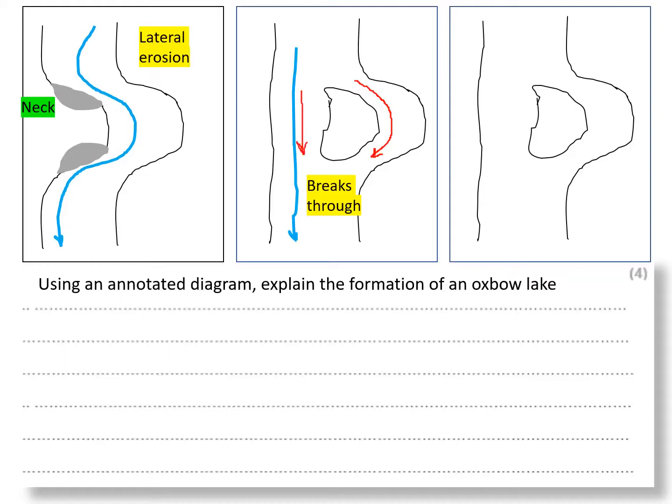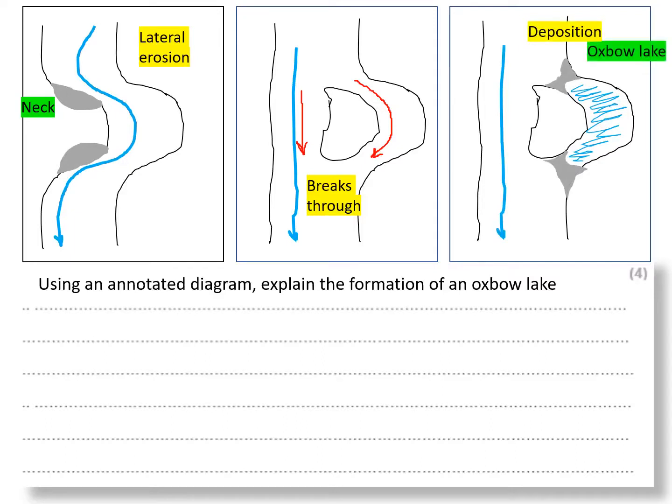You don't need to add those lines on there. In the final box, we have deposition on the ends of the old meander, and this forms an Oxbow lake. Eventually this dries out to form a meander scar. So the Oxbow lake dries out to form a meander scar.